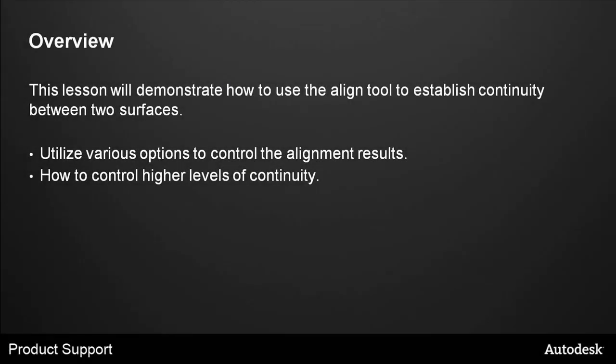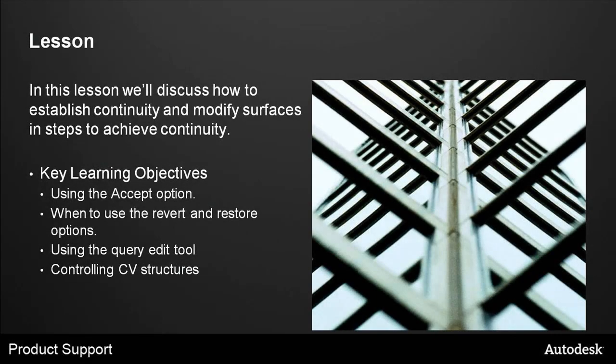This lesson will demonstrate how to use the Align tool to establish continuity between two surfaces, utilize various options to control the alignment results, and how to achieve higher levels of continuity. In this lesson, we'll discuss how to establish continuity and modify surfaces in steps to achieve continuity. The key learning objectives are using the Accept option, when to use the Revert and Restore options, using the Query Edit tool, and controlling CV structures.